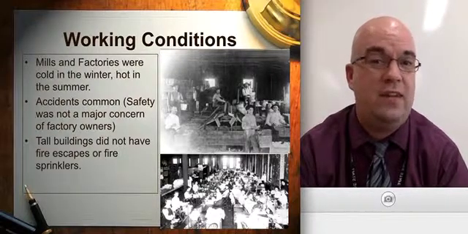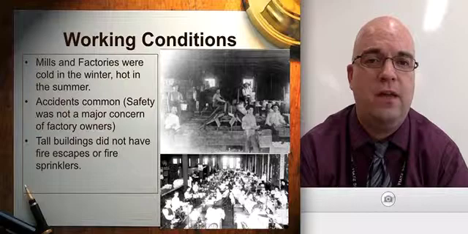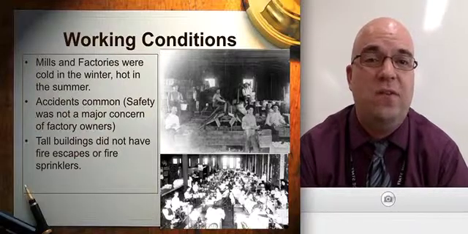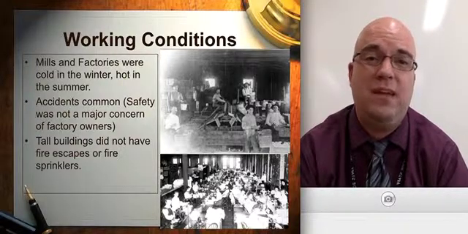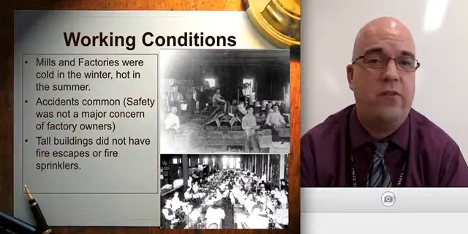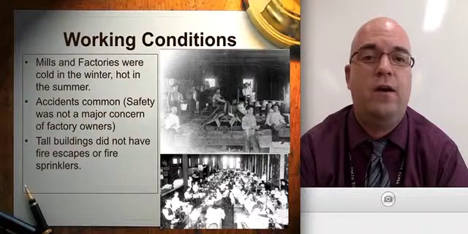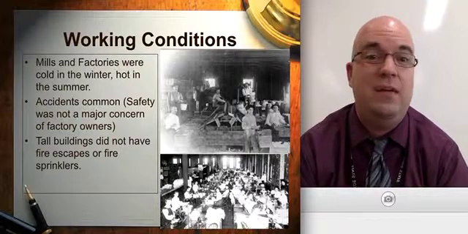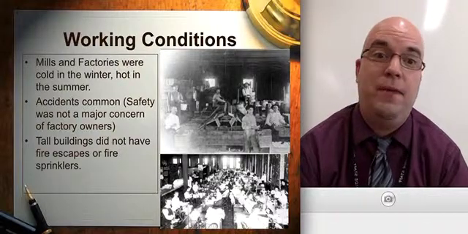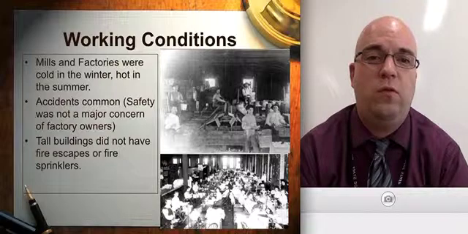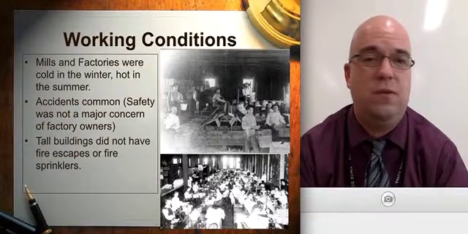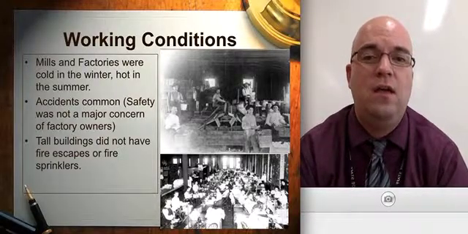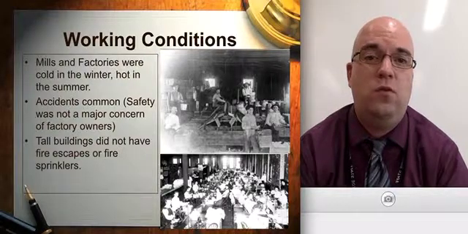They didn't have central heating and cooling like we take for granted today. Accidents were very, very common. Safety was really not a big concern for the factory owners. We're going to talk about an incident later on called the Triangle Shirtwaist Factory Fire, which illustrates this point. But it was pretty common for people to lose limbs, lose fingers, be killed on the job, and they could get replaced. And this is really before there was any kind of regulation in place that protected the workers' safety. And if you got hurt on the job, there was no safety net.